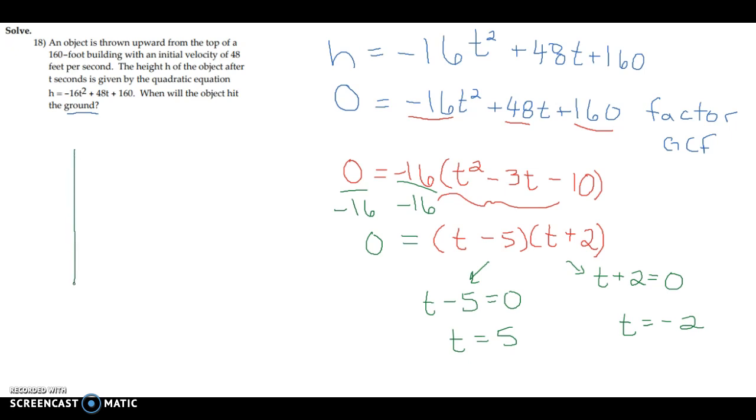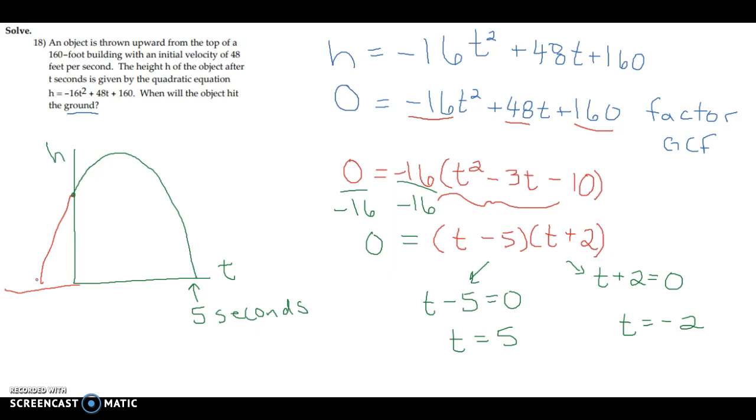If you remember in class, we drew a picture of how this works. This is your time. This is your height. So it starts up here. It goes up and down. So it hits the ground at the positive answer, 5 seconds. The negative 2, just so that you know where it's coming from, is if we were to go back in time, which we don't do. If we were to continue that parabola down, that's where that negative 2 comes in.